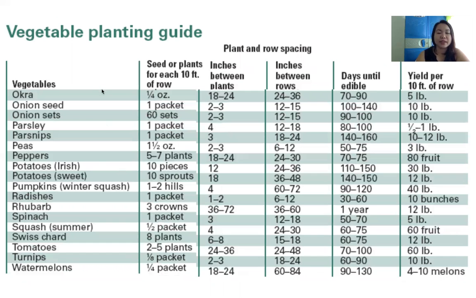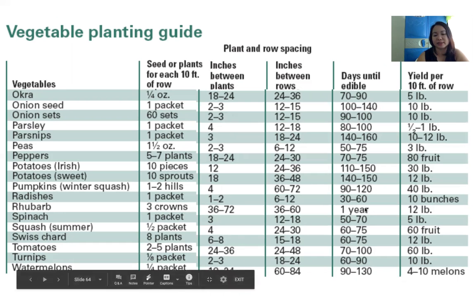Okay, so another group of vegetables, from okra to watermelon, would also need 12 inches or more spacing, with about 2 to 3 to 4 months for harvesting.